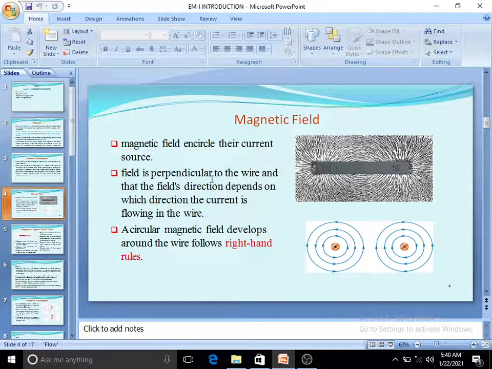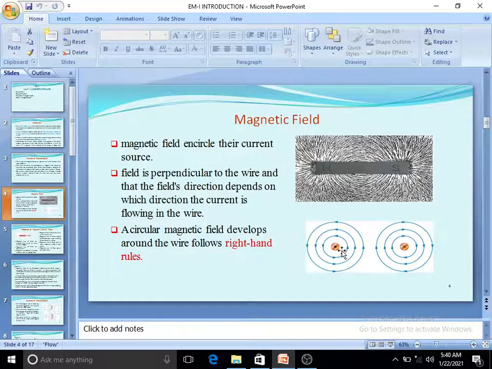So here the magnetic field encircles that current source. These are the current sources. Dot and cross will be there. These two indicate the current directions. Current towards the observer means dot, current away from the observer means cross. Okay, so always you need to remember these points.